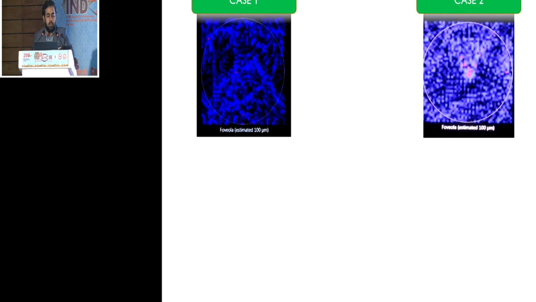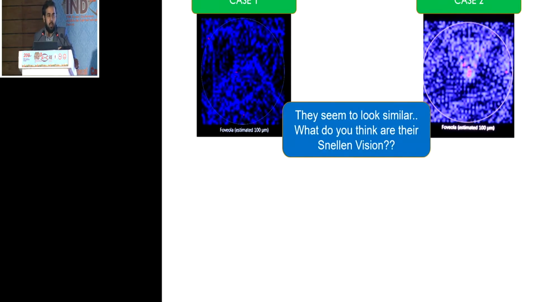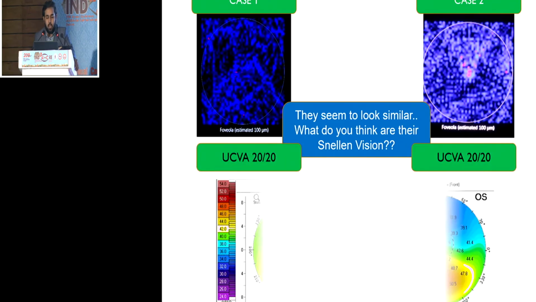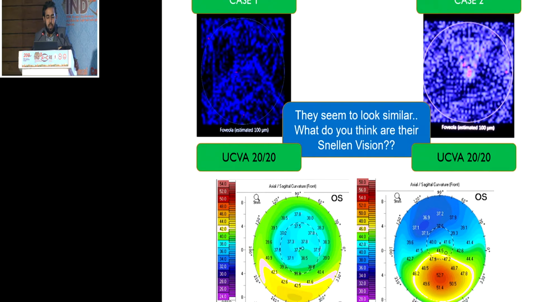We have two cases with such point spread functions. Anybody who looks at this will be able to tell you that the one on the right, case 2, has a slightly deranged point spread function compared to the one on the left. But many others would say it looks similar. And these patients have perfect 20/20 vision on quantity. And if you look at their topographies, any refractive surgeon or cornea surgeon's first look would tell that case 1 should have better optics compared to case 2, because there is significant vertical coma in case 2.